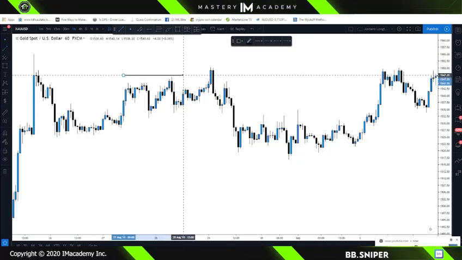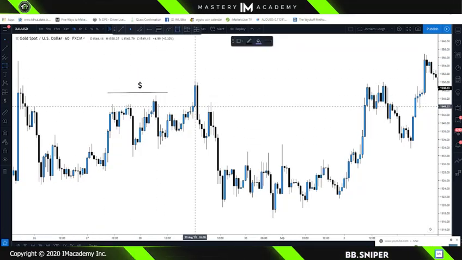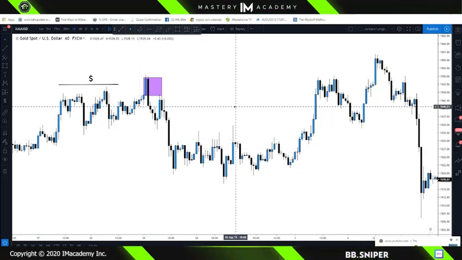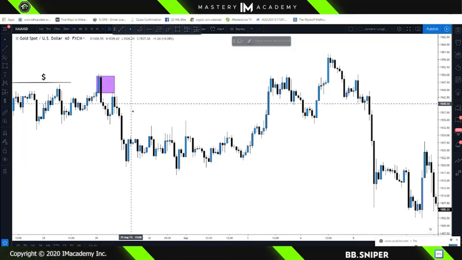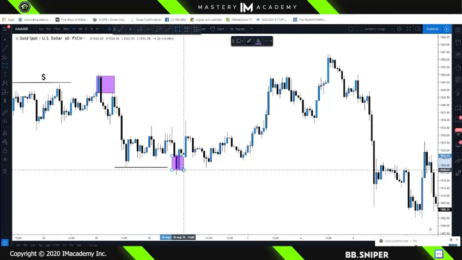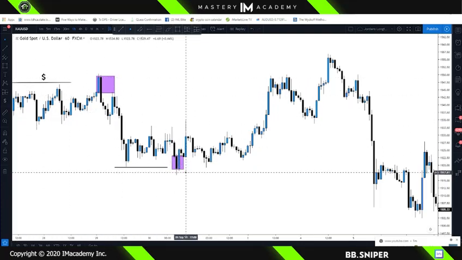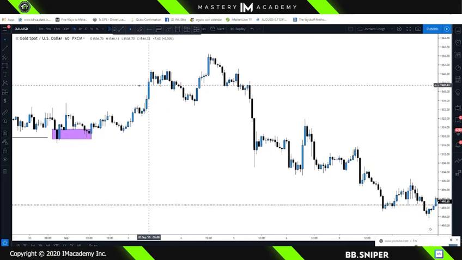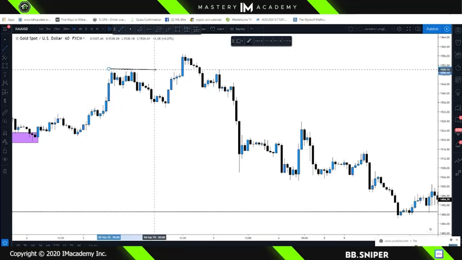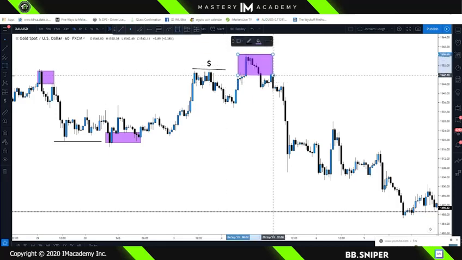Distribution. Highs being formed. The up thrust after distribution. Accumulation. Lows being formed. And then the spring, right? Because what is it doing? It's reaching below liquidity. Signs of buying. There's the spring. Distribution. Equal highs. The up thrust after distribution.